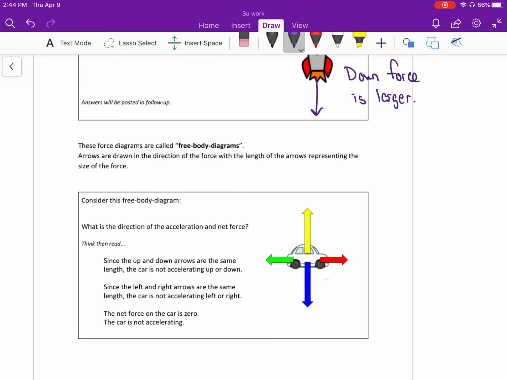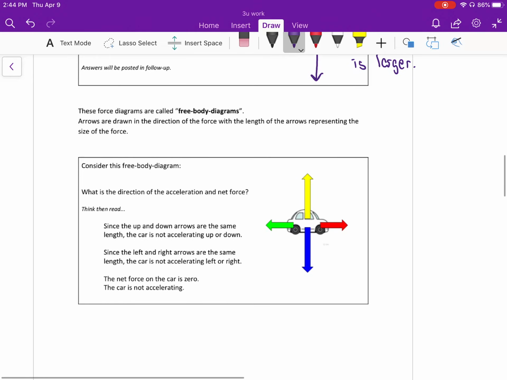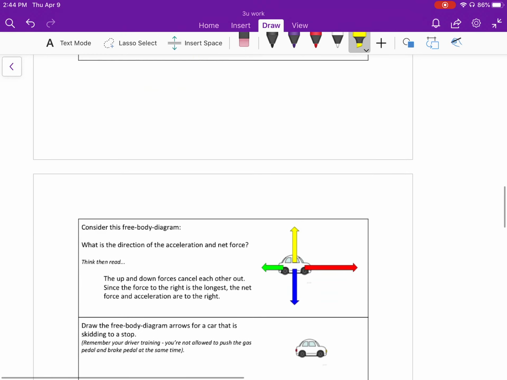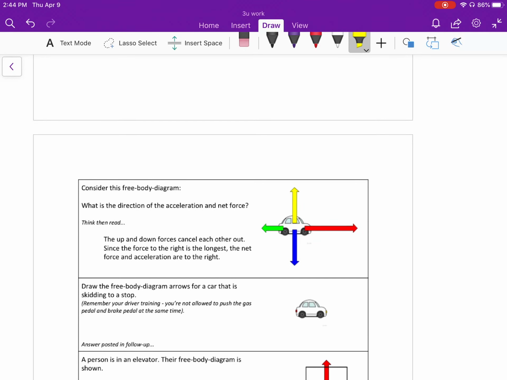Switching it up a little bit, consider something that's got four forces: forward, backward, up and down, like a car on the ground. If all the forces cancel out, kind of like this one, the left and the right cancel out, the up and the down cancel out, overall we've got no net force. That means the car's not accelerating. If we bump it up a little bit, if the forward force is bigger, then it's going to be accelerating forward. Or I typed it, to the right.